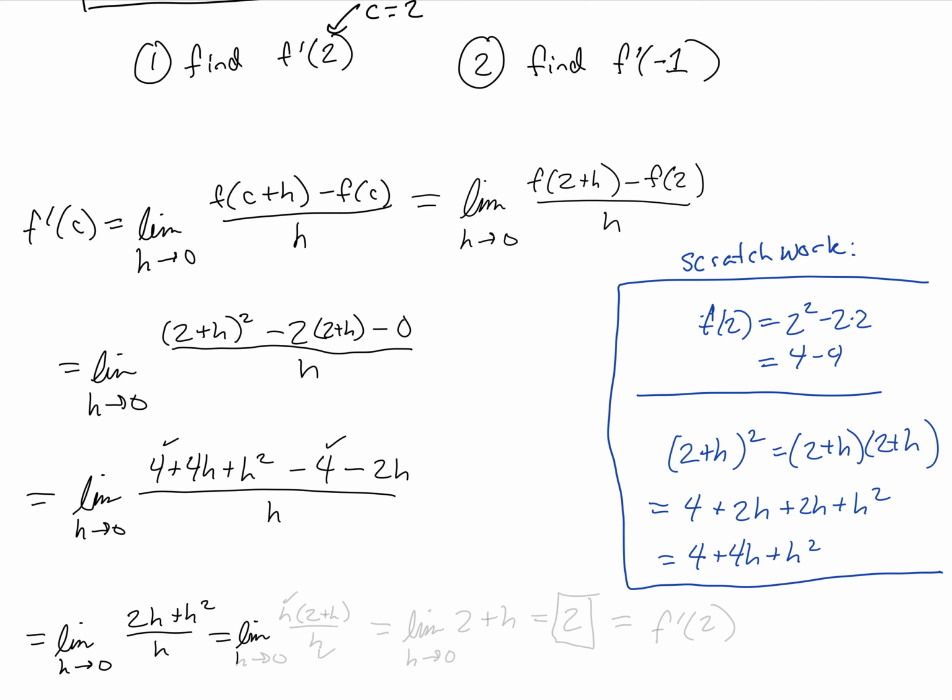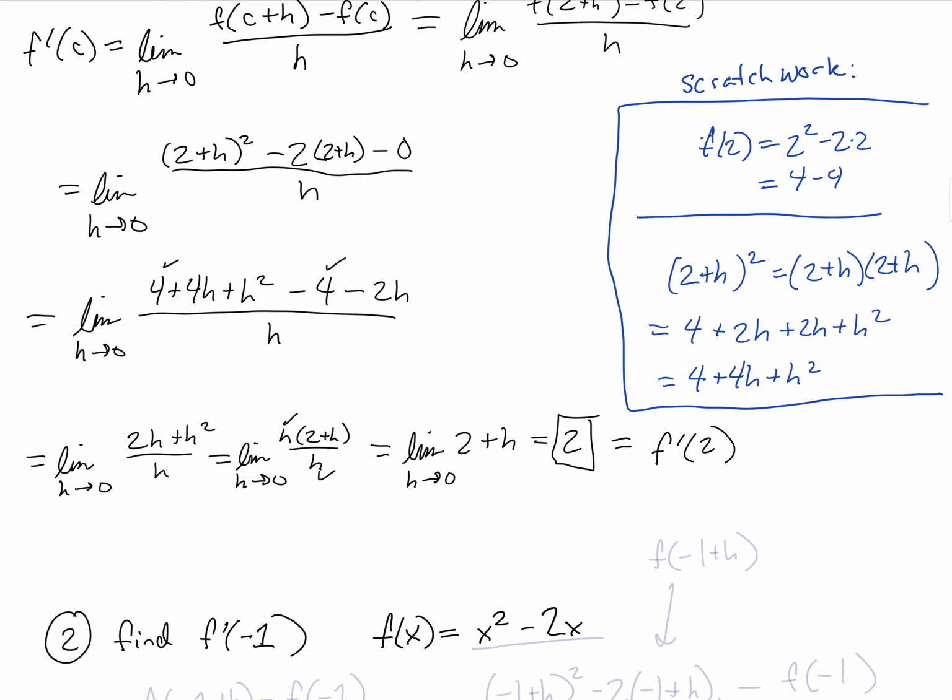So this is the limit as h goes to 0 of h times (2 plus h) over h. And now I can cancel my h's, and what I'm left with is the limit as h goes to 0 of 2 plus h. That's something I can just plug 0 right into. That is 2. So that's telling me that 2 is equal to f prime of 2. Just a coincidence in this case that the derivative at 2 happens to be equal to 2.